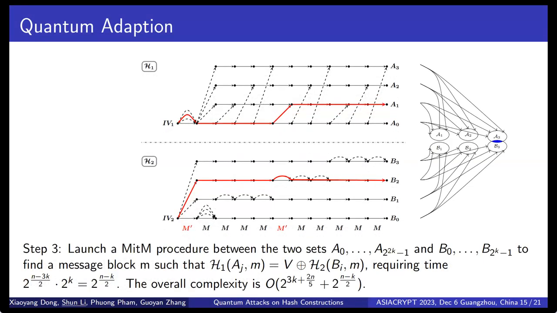In step three, we launch a meet-in-the-middle procedure between these two lists to find a message block M such that H1 AJM equals H2 BIM XOR V, which requires time 2^((3n minus k)/2). The overall time complexity of step two and step three is 2^(3k plus 2n over 5) plus 2^((n minus k)/2). So we can achieve the optimum time complexity when k equals n over 35, and the overall time complexity is 2^(70n over 35).